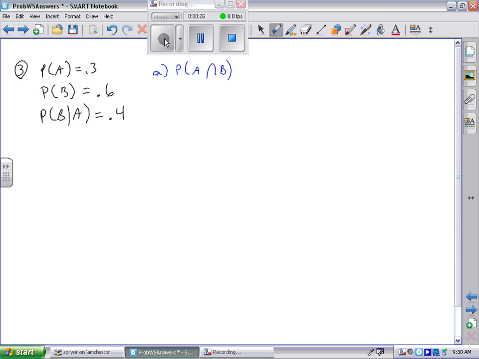I'm going to use my conditional formula right here, because I can't use my addition formula because I don't know "or." So the addition formula wouldn't help me. I've got to use the conditional formula. And since I know the probability of B given A, I'm going to say the probability of A times the probability of B given A is what I'm looking for. So that means it's 0.3 times 0.4, which is 0.12.